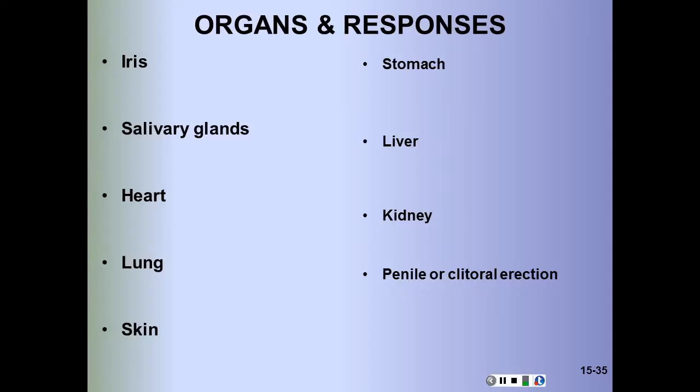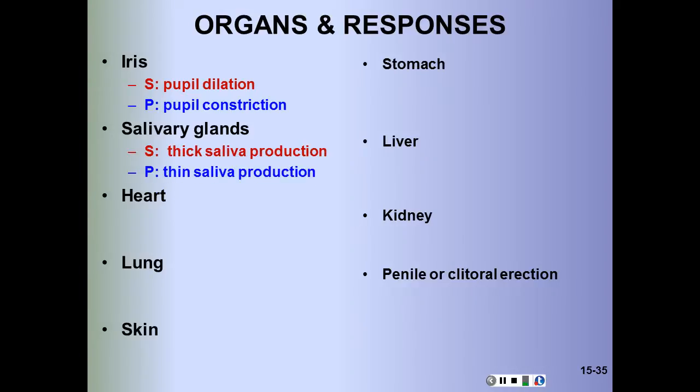In the eye, when we look at the iris, with a sympathetic type of response, what will happen to the iris? Is it going to dilate or is it going to constrict? And what's going to happen with a parasympathetic response? With a sympathetic response, we're going to have pupil dilation, parasympathetic constriction. For the salivary glands, sympathetic and parasympathetic, you have thick saliva production, and then you have thin saliva production.